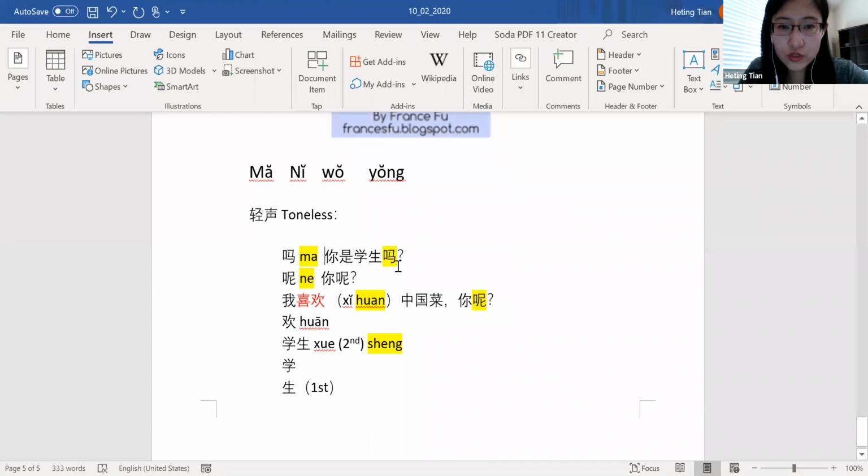你是学生吗? Next neutral tone is ne. 你呢? That means how about you? 你呢? Next example is 我喜欢中国菜。你呢? There are two neutral tones in this sentence. One is 欢, another one is 呢.